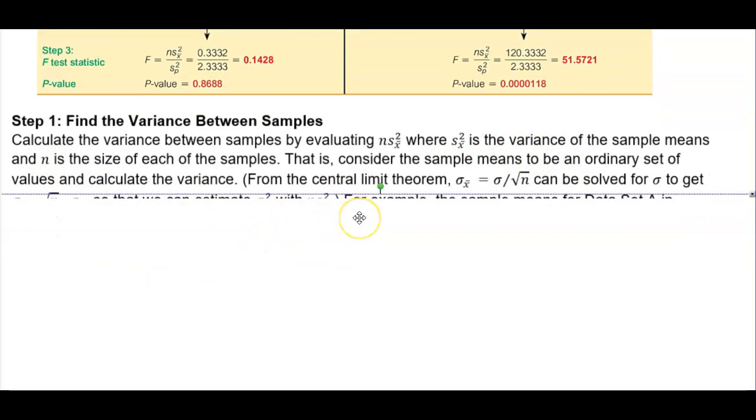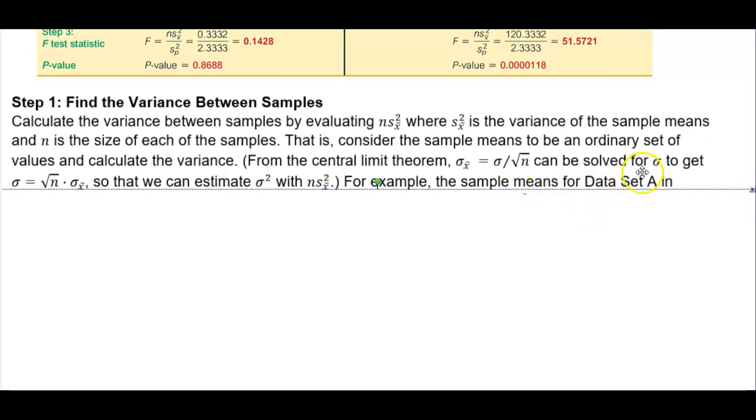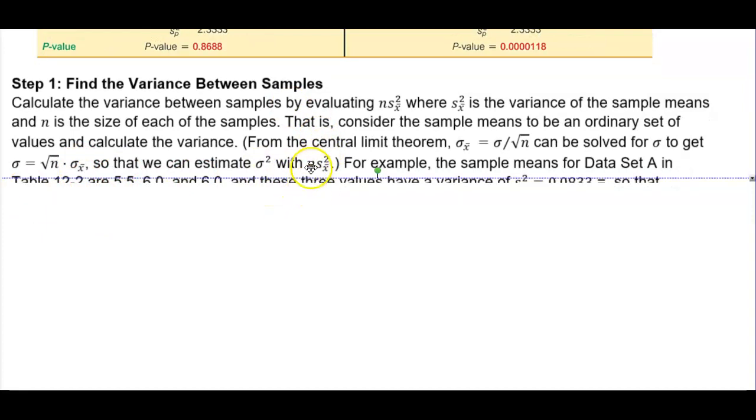That is, consider the sample means to be an ordinary set of values and calculate the variance. Now, from the central limit theorem, we know that the population standard deviation of the sample means is equal to the population standard deviation divided by the square root of n. This can be solved for the population standard deviation, so that we can estimate the population variance with n times the sample variance of the sample means.